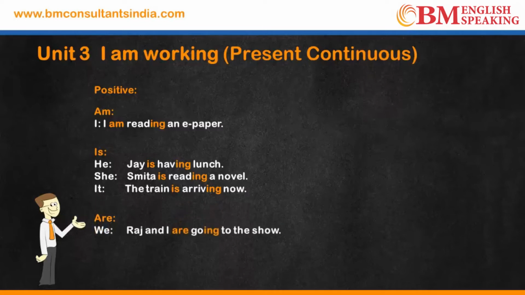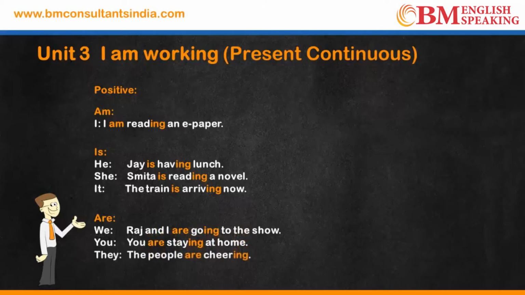Let's look at the usage of are in present continuous tense. With we, we'll use are. With you, we use are. And with they, we use are. Raj and I are going to the show. We are going to the show. You are staying at home. With you, we use are. The people are cheering. For the people, the pronoun we use is they.